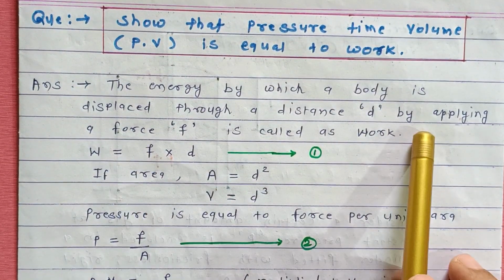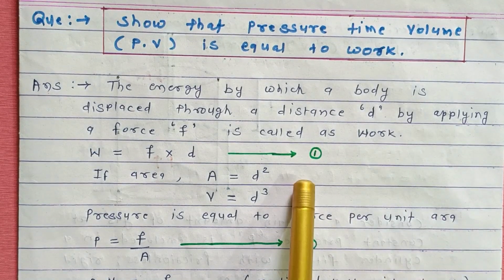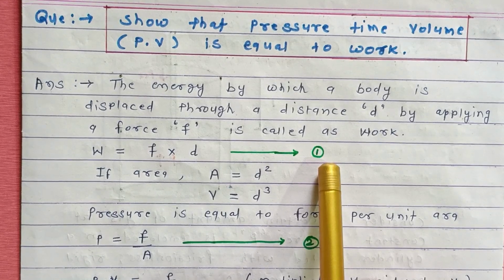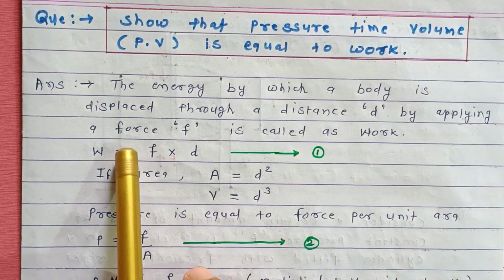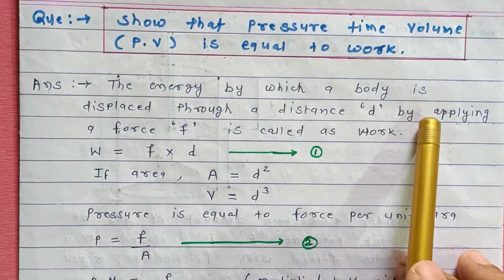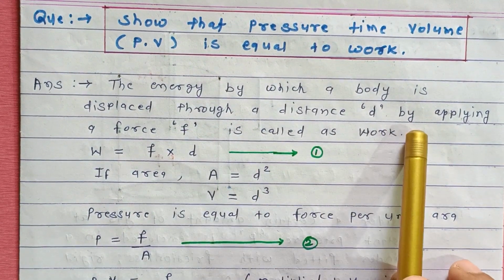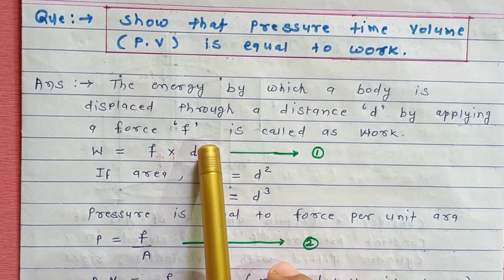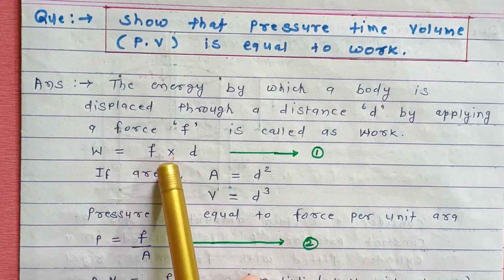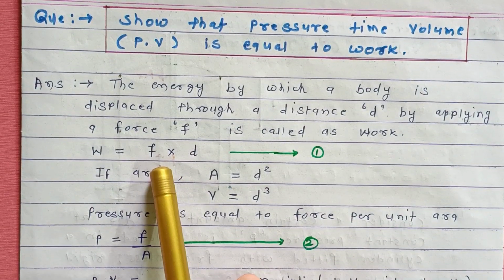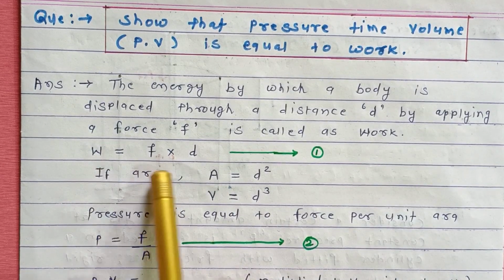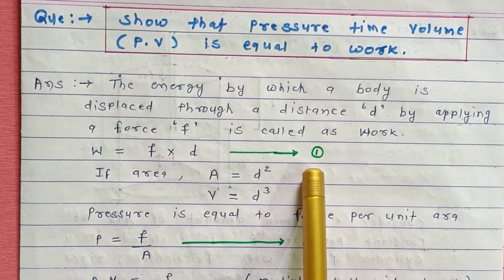So this is the statement we have taken. It is written in mathematical form: W is equal to F into D. So this is our important equation number 1, according to the definition of work. What do you mean by work? The energy by which a body is displaced through a distance d by applying a force F is called work. Work is denoted by the symbol W, force by the symbol F, and displacement by the symbol D. Therefore, the equation becomes W is equal to F into D, equation number 1.